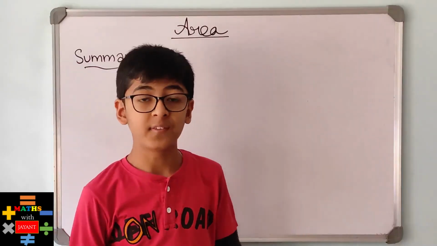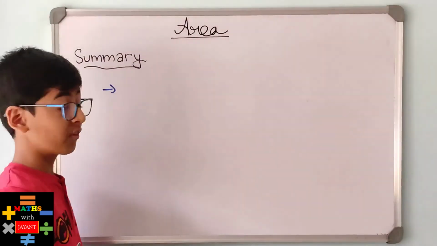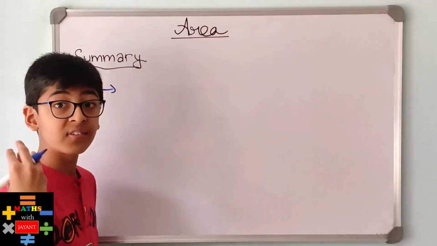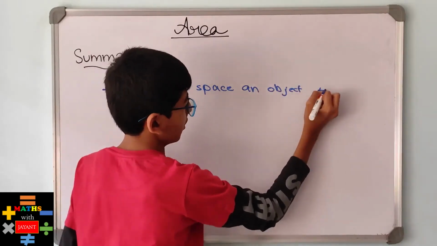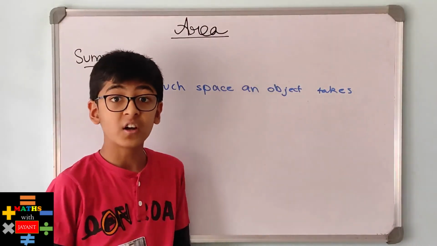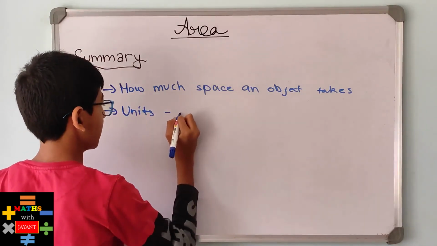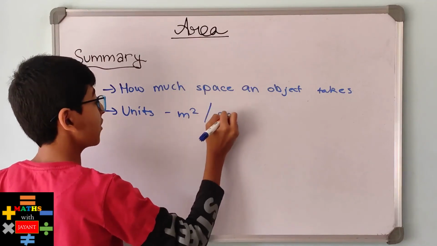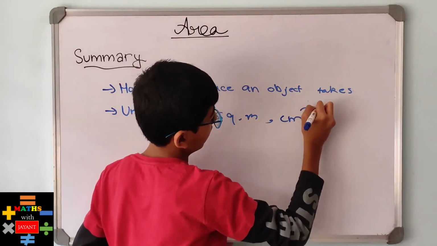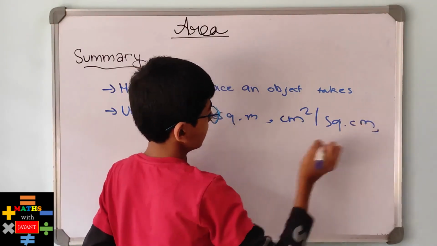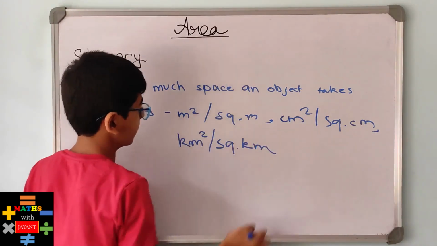Now let us summarize, let us revise what we have learnt in this video. So in this video, we first learned what is area. We learned that it is how much surface an object occupies, how much space an object occupies. Now, then next we learned our units of area. So what were the units? The units were meter square or SQ.m, and we gave them as square meter. Similarly, centimeter square, kilometer square, and so on.